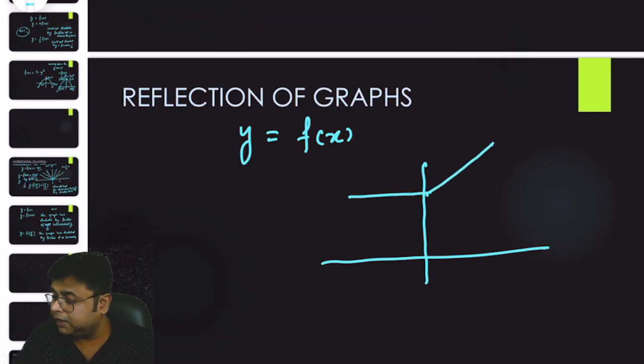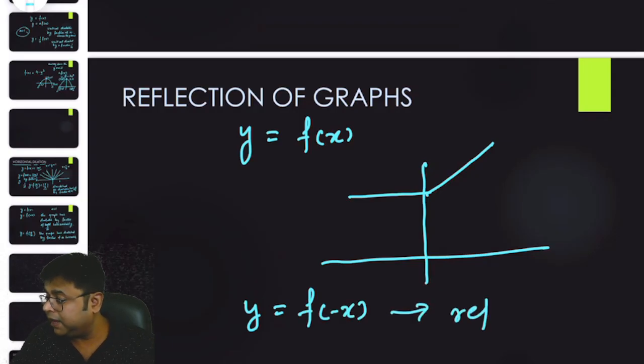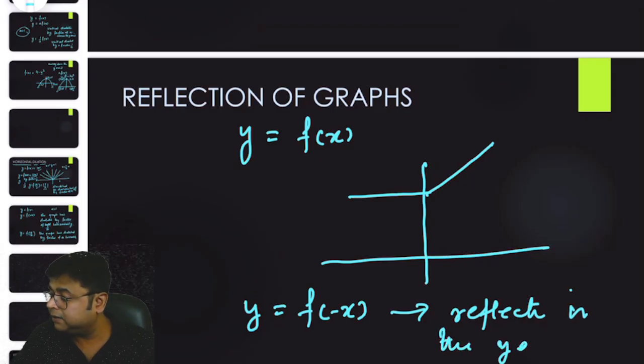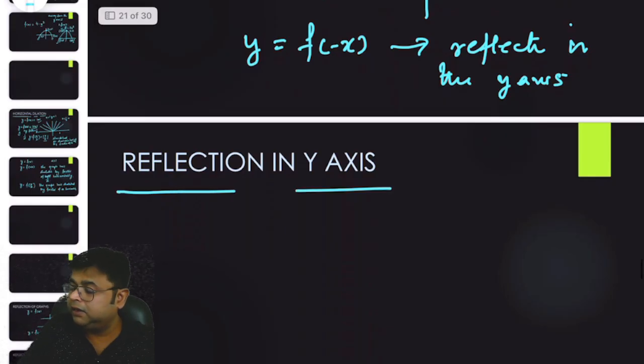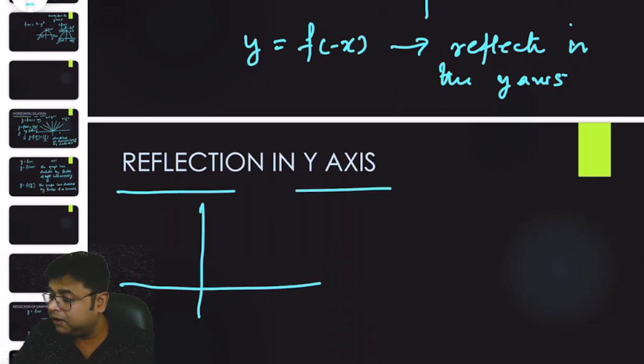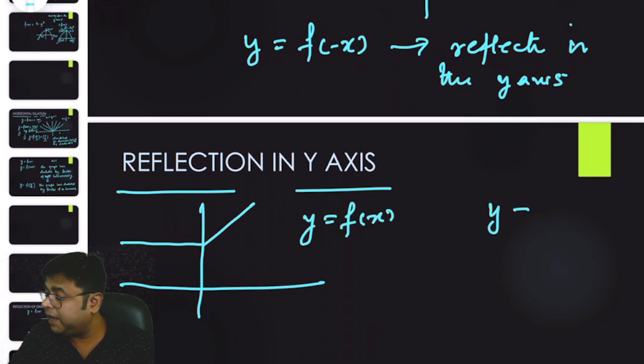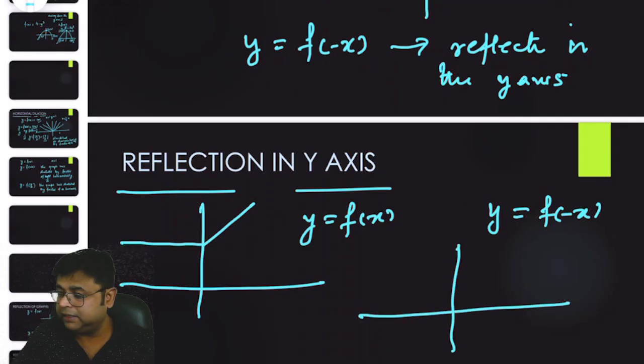So what is the graph of y equal to f of minus x? f of minus x means reflection in the y-axis. Reflection in the y-axis. So let's start. If I have a graph like this, this is the graph of y equal to f(x). So the graph of y equal to f of minus x will be the reflection in the y-axis.